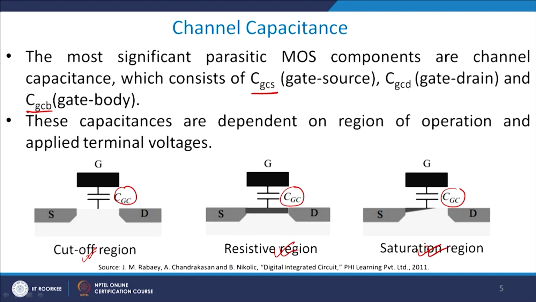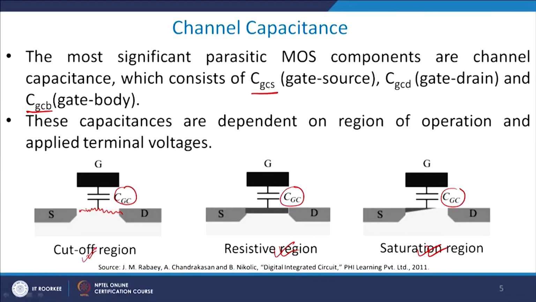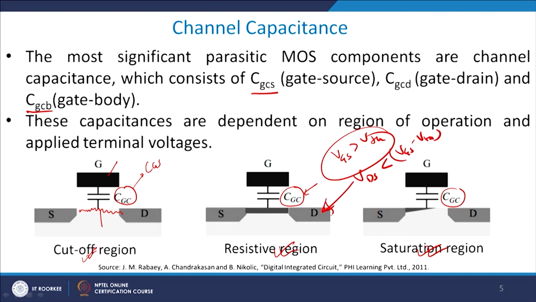As we discussed, cutoff means when gate voltage is almost 0, gate voltage is always less than threshold voltage. At that point of time you do not have any inversion layer available with you, right, but you might have some charges here, and this charge and this charge separated by an oxide layer will give rise to CGC. Then you get CGC when you go to resistive region and your gate voltage is just greater than VTH, but VDS is less than VGS minus VTH. This is this region of operation, right.